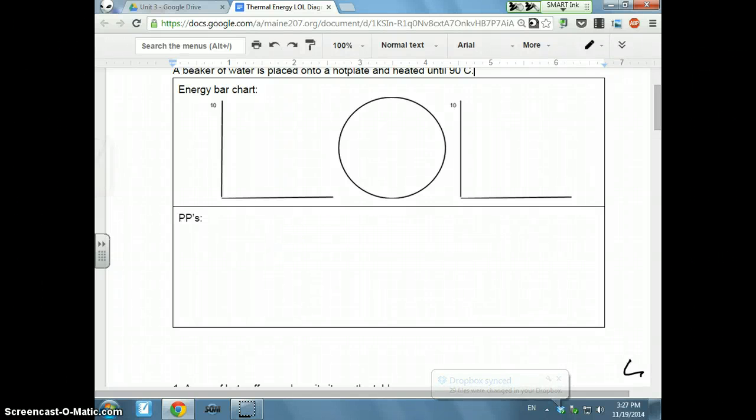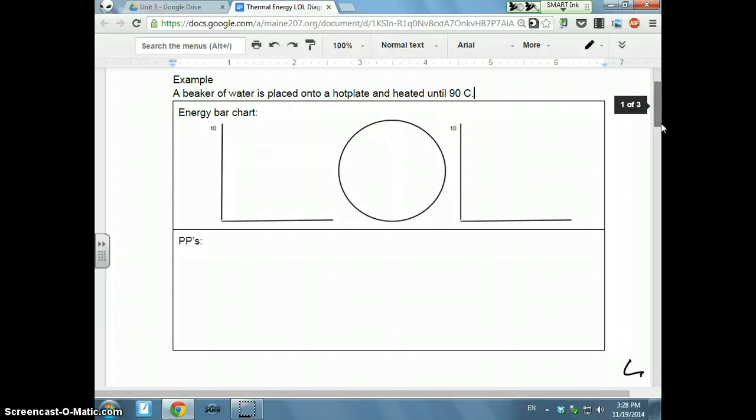Okay, just wanted to give a quick explanation for these LOL diagrams. I know it was a little rushed today in class. So I've got here our example that we talked about, kind of similar to the lab we did, where a beaker of water is placed onto a hot plate and heated until 90 degrees.